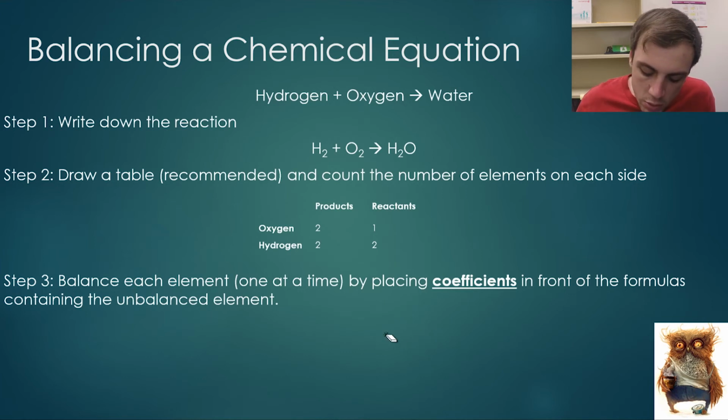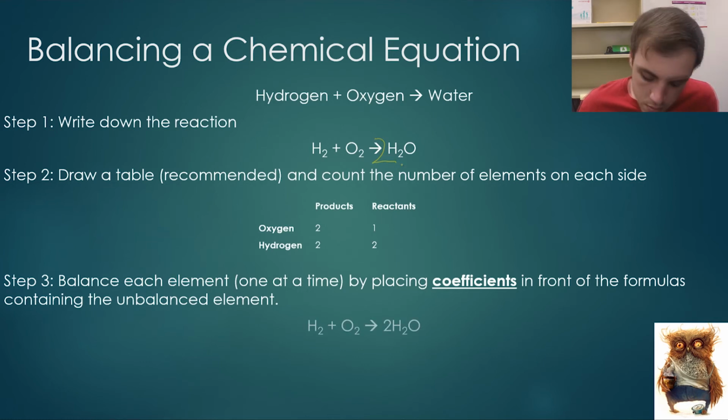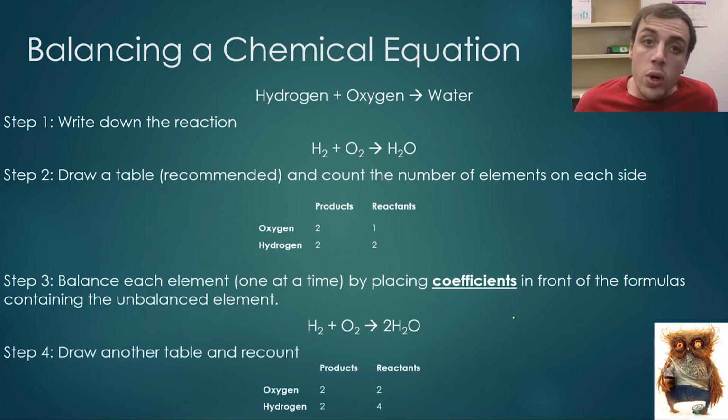So what we do is we look back at our table, so we can see that we have 2 oxygens on the left, 1 oxygen on the right. So what we need to do is put a 2 in front of H2O, because this will increase our total number of oxygens. Because we changed the coefficient, whenever we change or tinker, always redraw your table. So you draw another table and you do a recount.